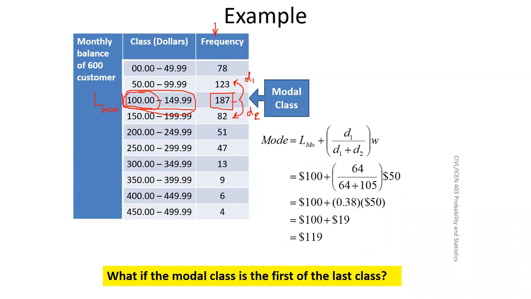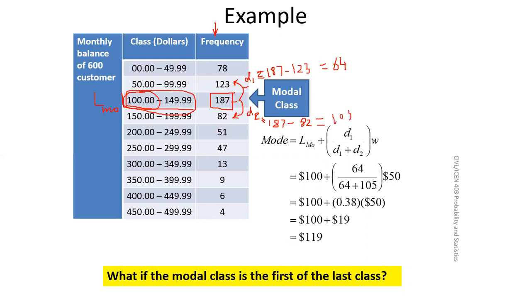So if you take the difference of these two, what will be the difference? D1 is 187 minus 123. So it is 64, right? It is 64. And D2 is 187 minus 82. Both are smaller, both the upper and lower frequencies have to be smaller frequencies. The reason is the highest frequency is the frequency of the modal class. So both will be smaller. So we will subtract the upper from this FM and the lower from this FM. So this gives you 105.